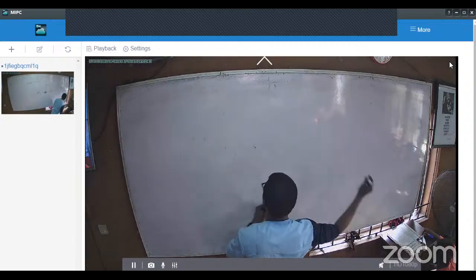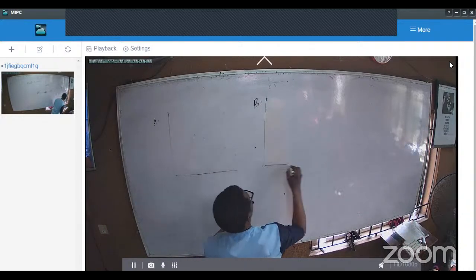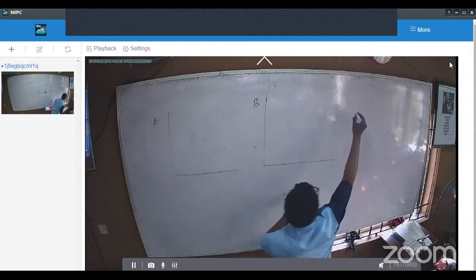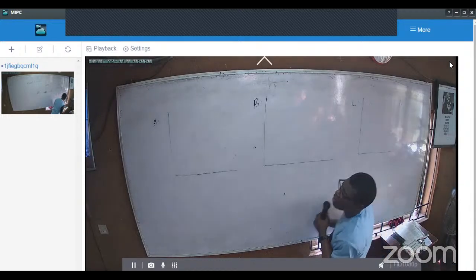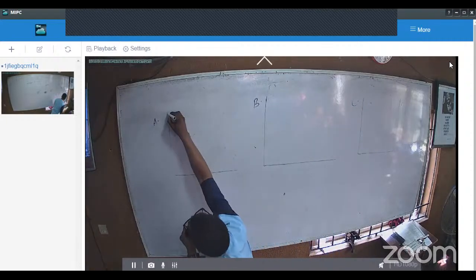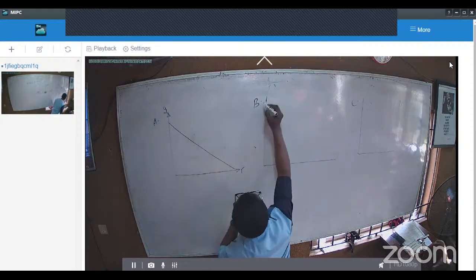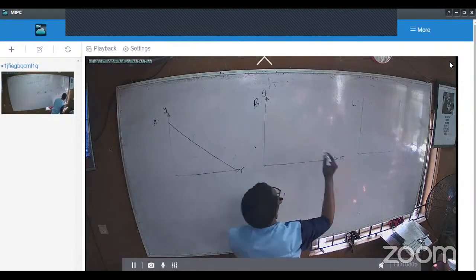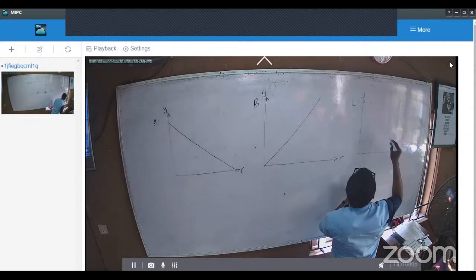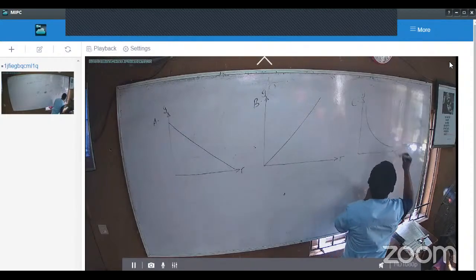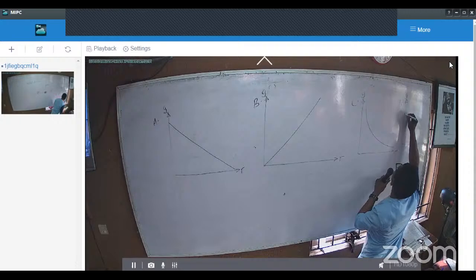So A, you draw like this, and then B, C, have this, and D. So we have G and R. Then B, G and R. Then C, G and R. And then D, G and R. Pick one.